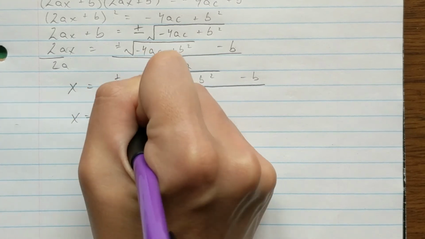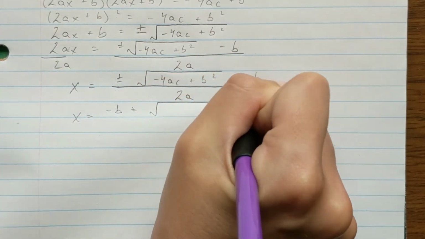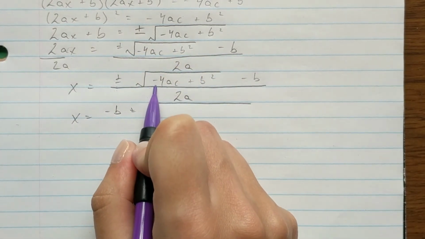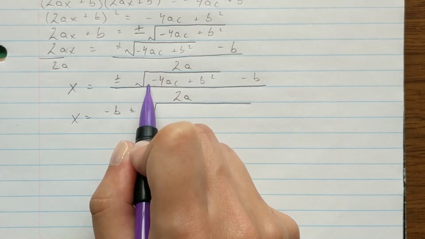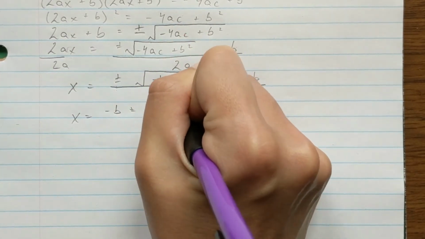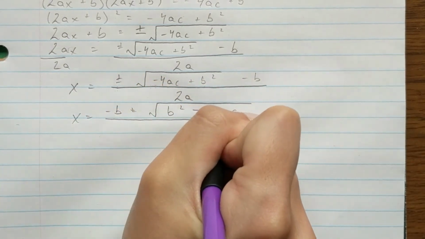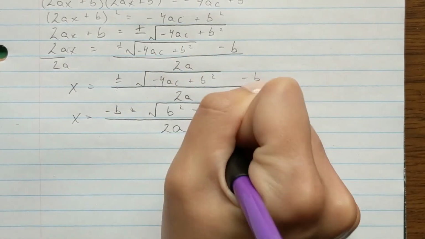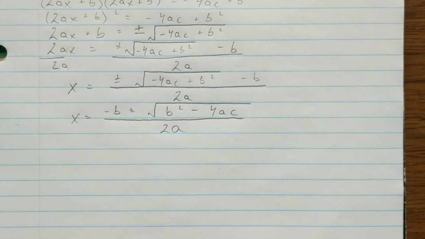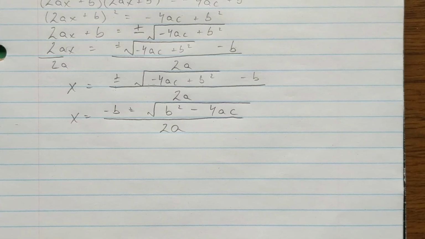So it's going to be negative b plus or minus the square root. And instead of having a leading negative here, I'm going to put my b squared in front. So I have b squared minus 4ac, and then it's all over 2a. And what you'll recognize is this is the exact same as the quadratic formula that you were going to memorize. This is the quadratic formula that you are going to have to memorize.